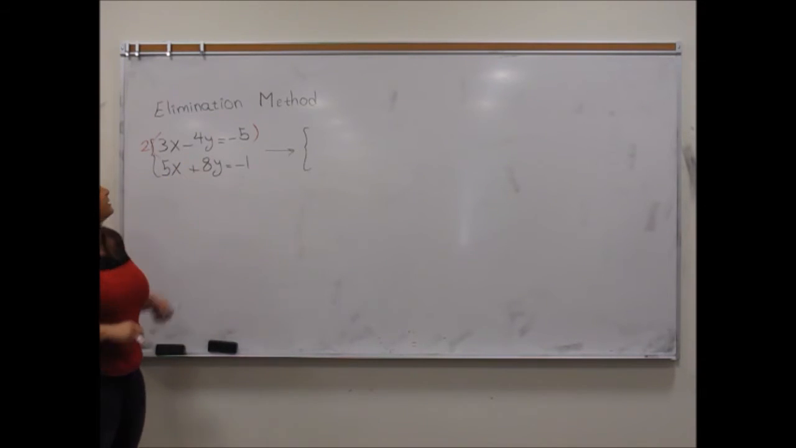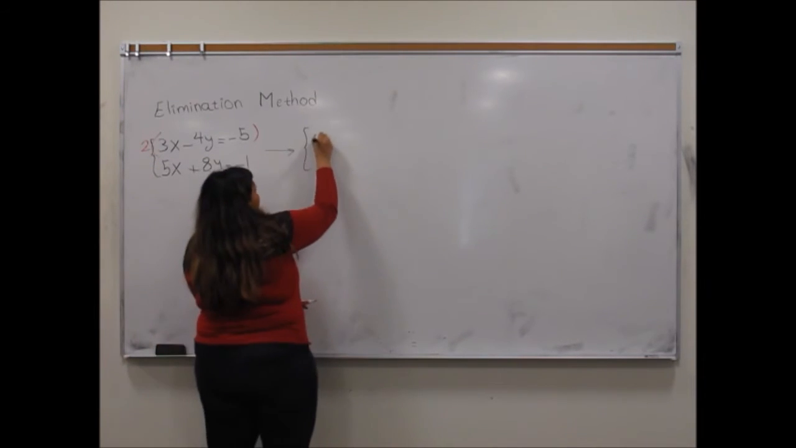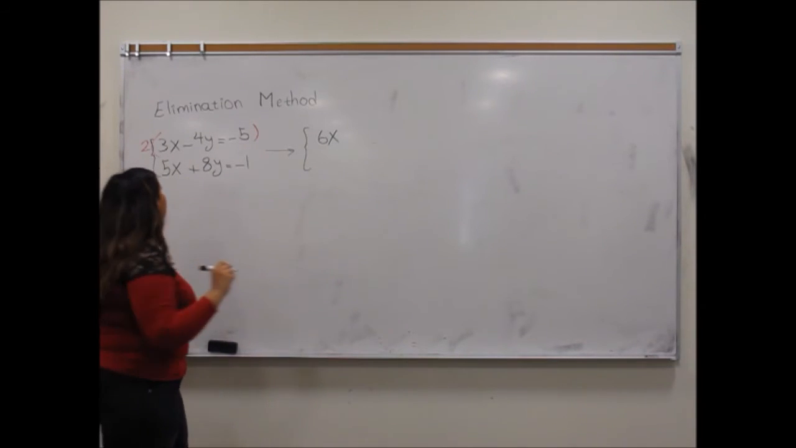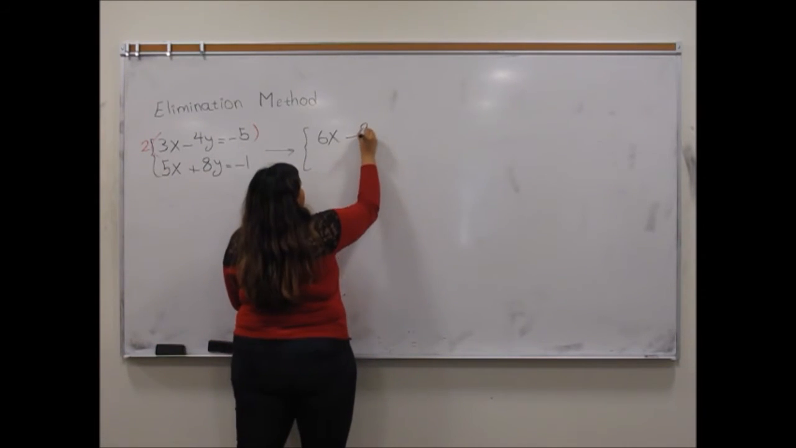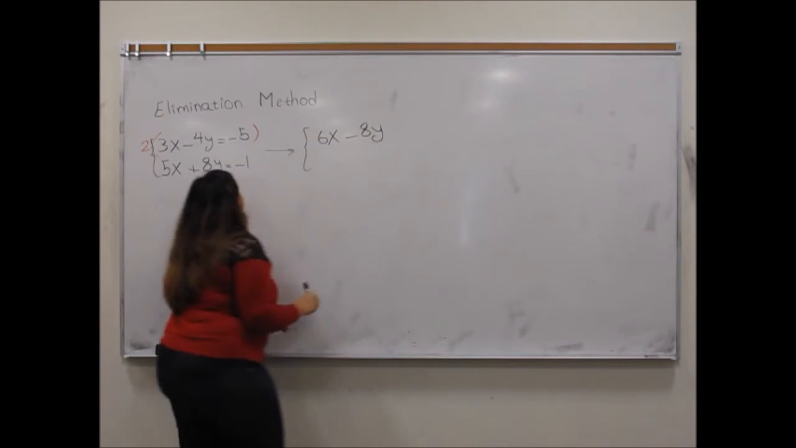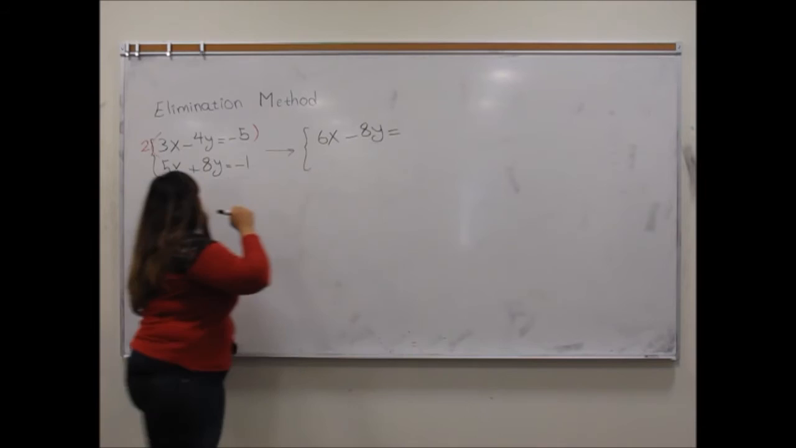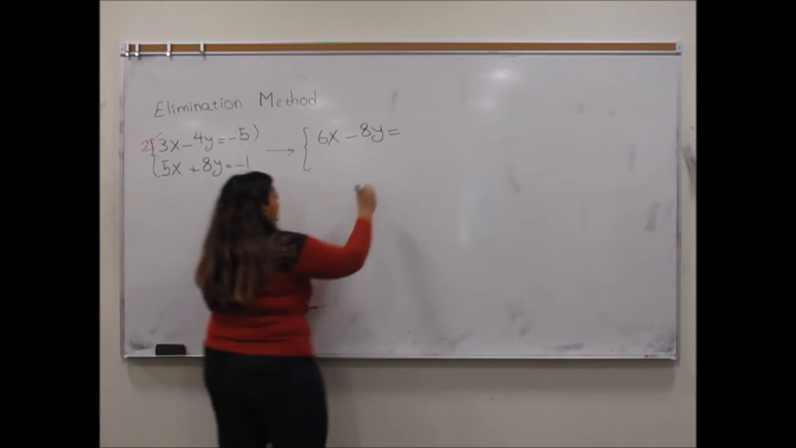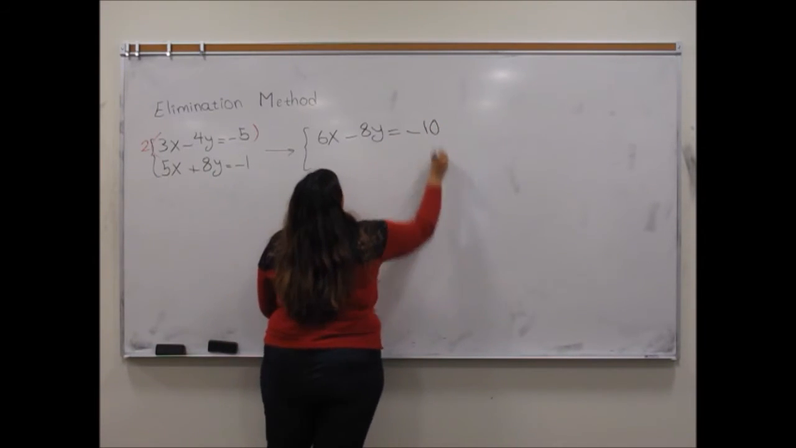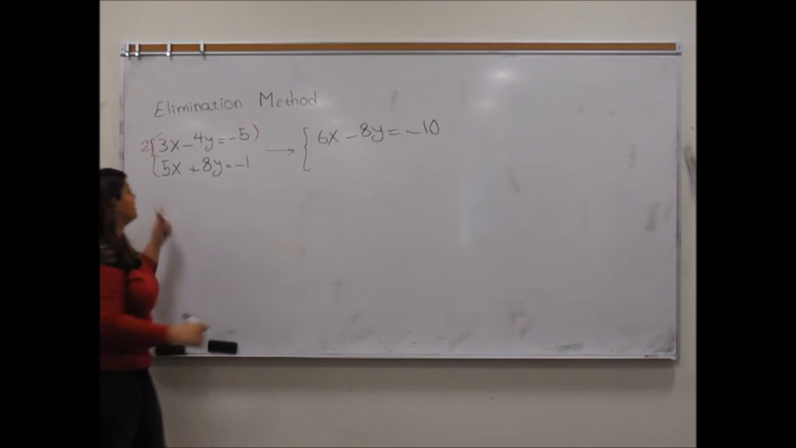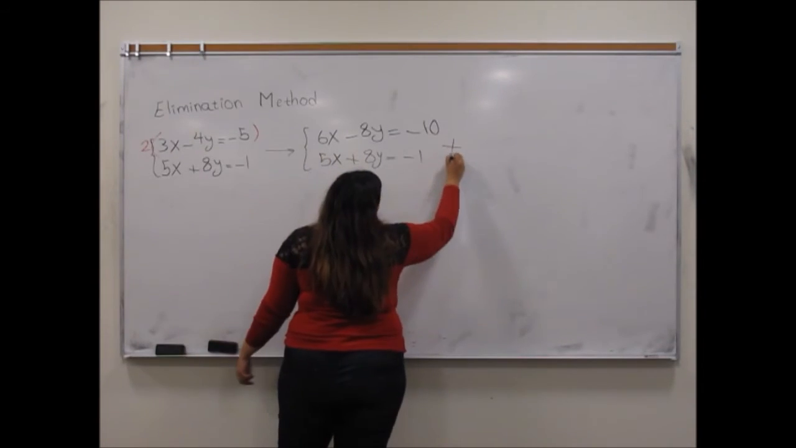Since 2 times 4 is going to give me 8, I'm going to have negative 8y. 2 times 3x is 6x. 2 times 4 is 8. Equals 2 times 5 is 10. Don't forget the negative sign. I'm going to write the second one just so you guys can see. Now let's add those.